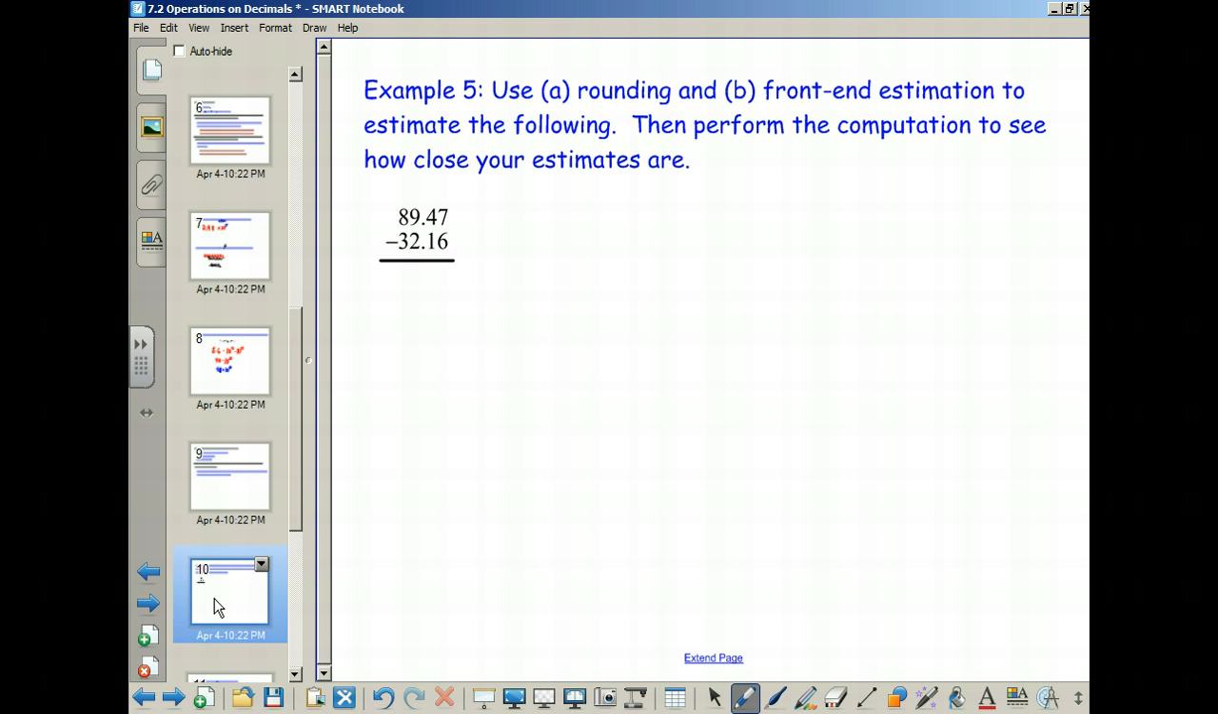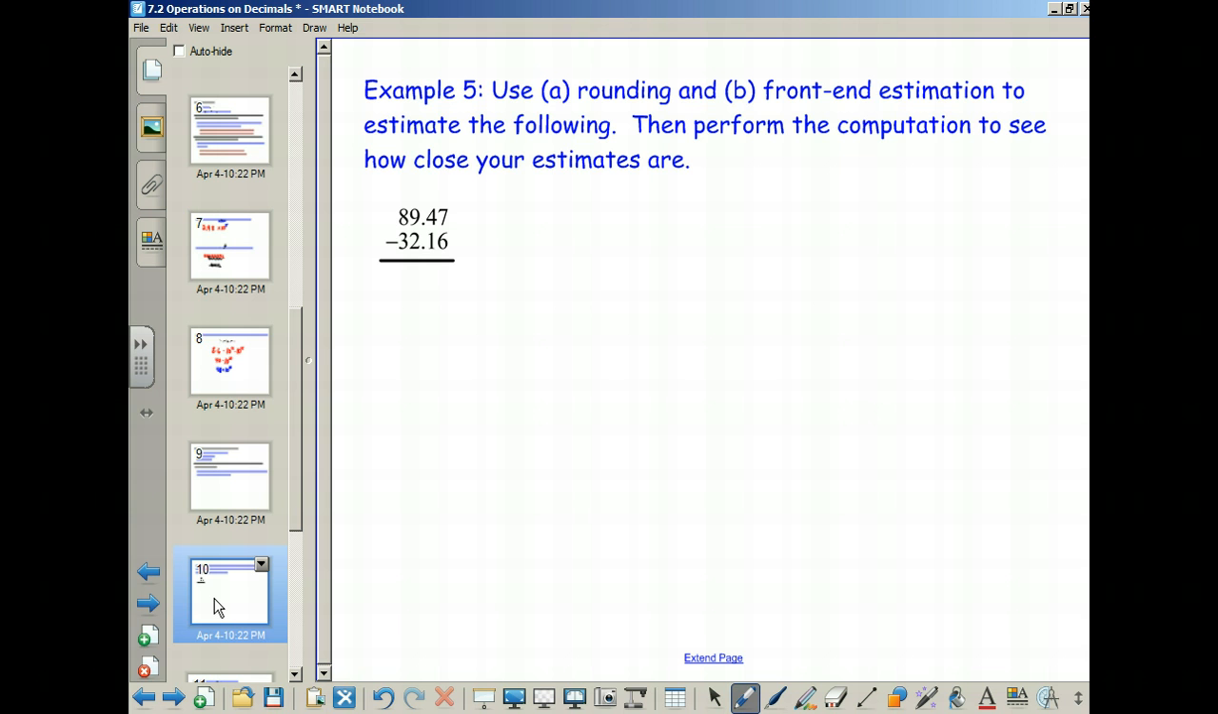So we're going to use rounding and front-end estimation to estimate the following. Then we're going to actually perform the computation and see how close we are. Okay. So we're going to do basically 3 things, right? The first one is rounding, and it doesn't tell us what to round to. So we need to pick. We just need to pick the same thing for both part A and B.